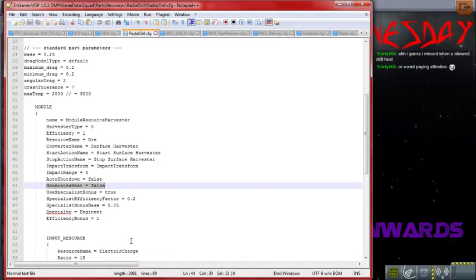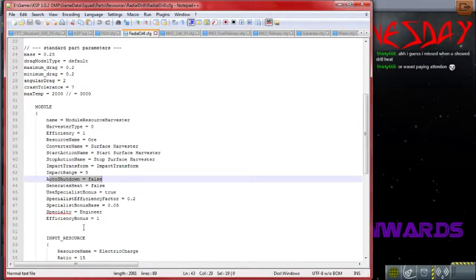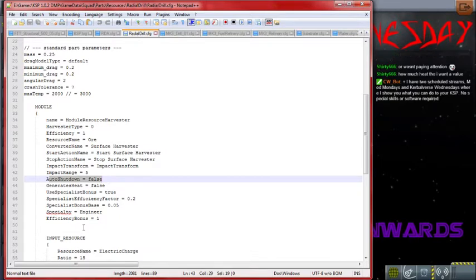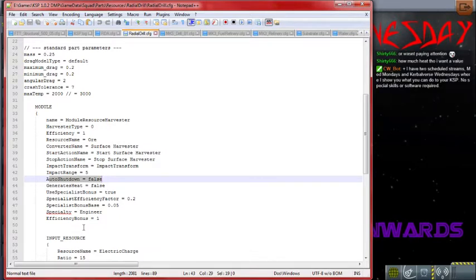Now, what we're not sure of is the value above it for auto shutdown, whether that is referring to auto shutdown if the resource is full, if there's no more space for the resource, or whether that's auto shutdown if it goes over temp. Only one way to find out. How much heat? Not got a clue without getting the source code, I'm afraid.